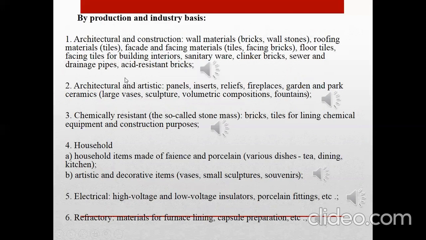By production and industry basis. 1. Architectural and construction: wall materials, bricks, wall stones, roofing materials, tiles, facade and facing materials, tiles, facing bricks, floor tiles, facing tiles for building interiors, sanitary ware, clinker bricks, sewer and drainage pipes, acid-resistant bricks.